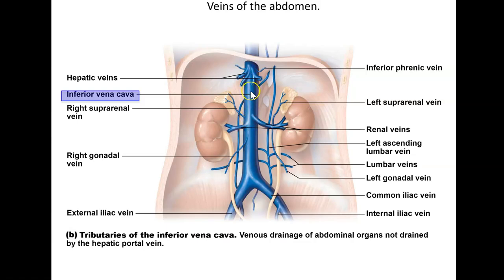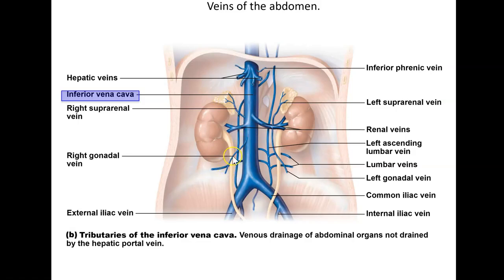So we also have this very large vein here, the inferior vena cava. So this would be sitting alongside the aorta, but we of course are draining our deoxygenated blood back to the right atrium. We can also see our renal veins draining the kidneys. We see our suprarenal veins draining the adrenal glands. We also see our gonadal veins.